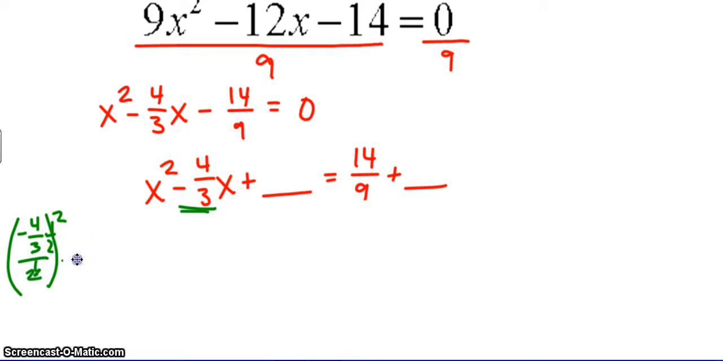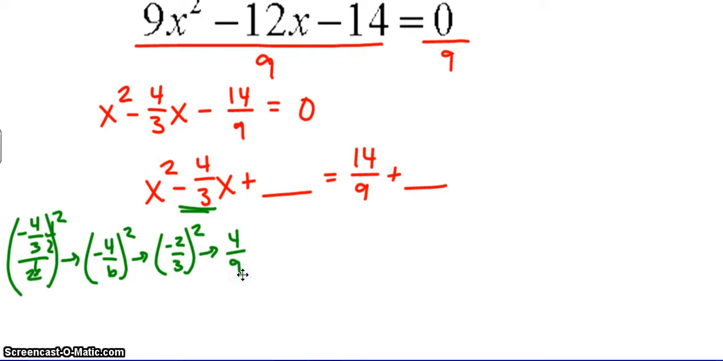So really this is like having negative 4/6 squared, which is negative 2/3 squared, which is 4/9. So fraction work. 4/9 is what goes on both sides. Okay.